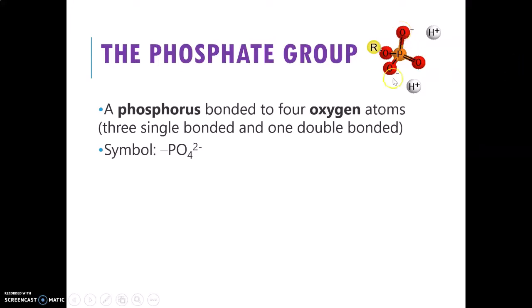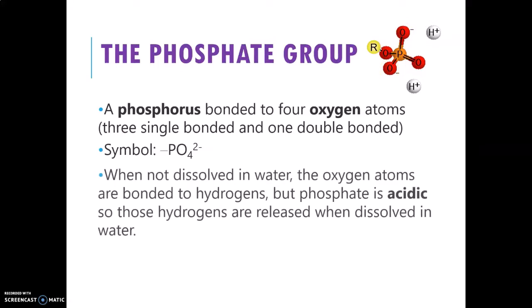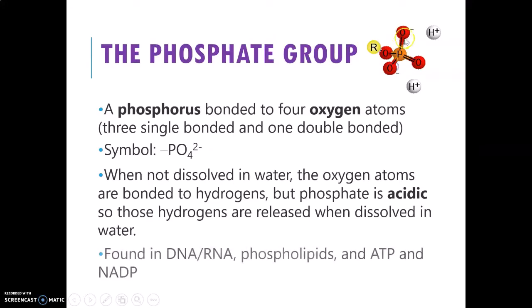You can actually see that up here. These two oxygens have lost their hydrogens, so that gives it a -2 charge. Since it is losing those hydrogen ions, that also makes phosphate acidic. Remember, acids lose hydrogen ions when you put them in water, so that makes phosphate an acidic functional group. And those negative charges also make it very attracted to water. So it is also hydrophilic, even though it does not say hydrophilic on the screen, it does dissolve easily in water.